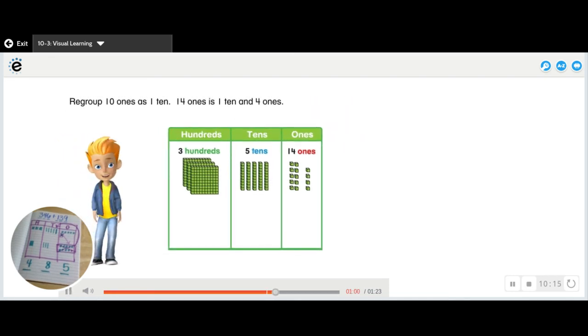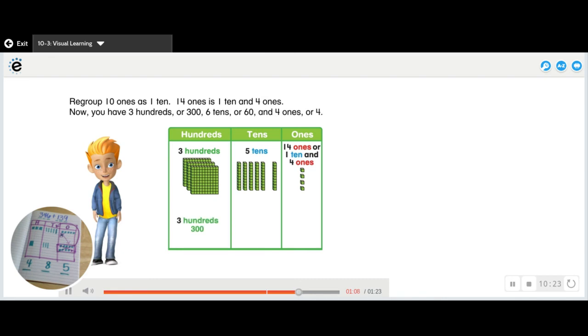Regroup 10 ones as 1 ten. 14 ones is 1 ten and 4 ones. Now you have 300s or 300, 6 tens or 60, and 4 ones or 4. So 238 plus 126 equals 364.